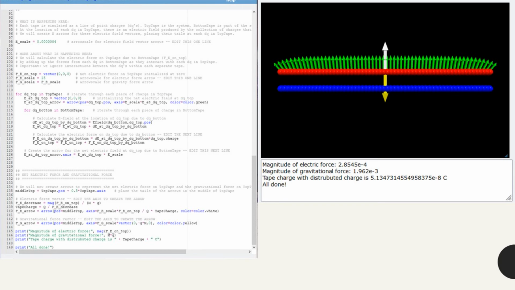And as you can see, the magnitude of the electric force differs from the magnitude of the gravitational force, which points to the fact that there may have been some errors during the procedure of the experiment. There may have been a discharge or other complications. The total charge on the tape came out to be 5.1347 times 10 to the power of negative 8 coulombs, which is an order of magnitude higher than the previous results.